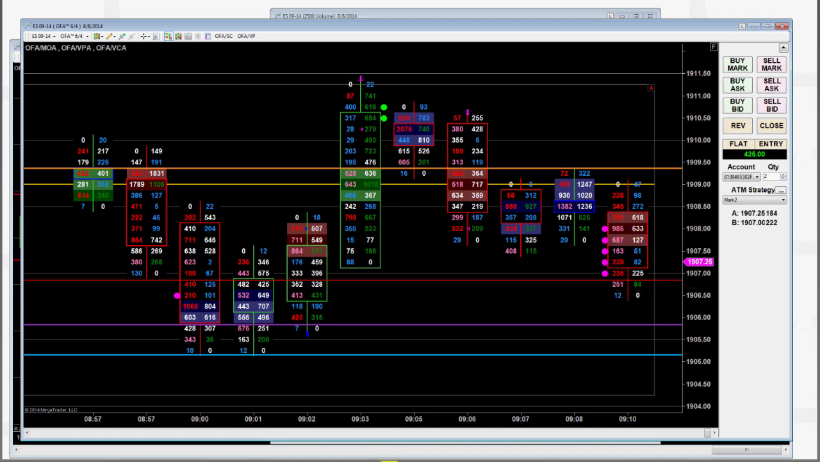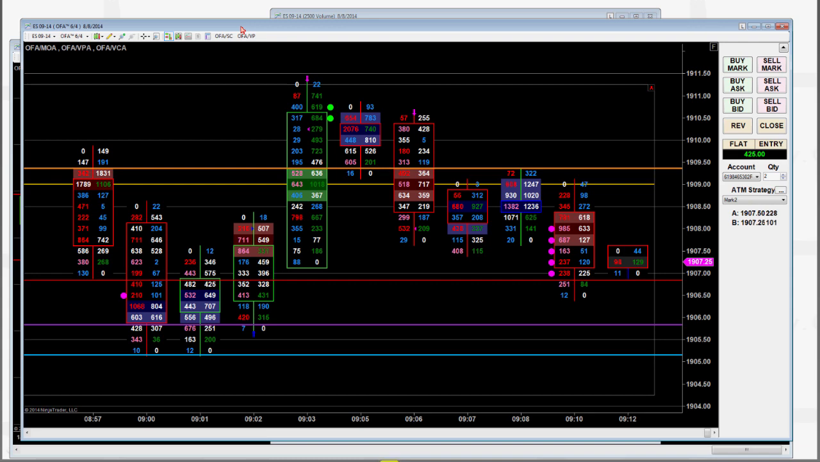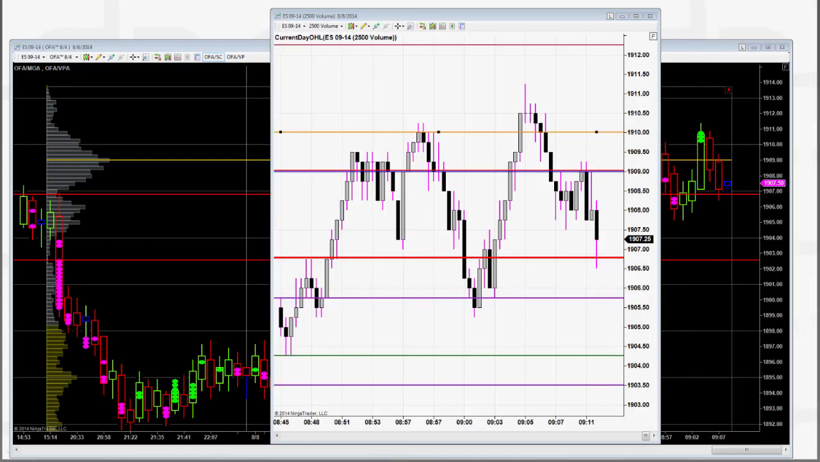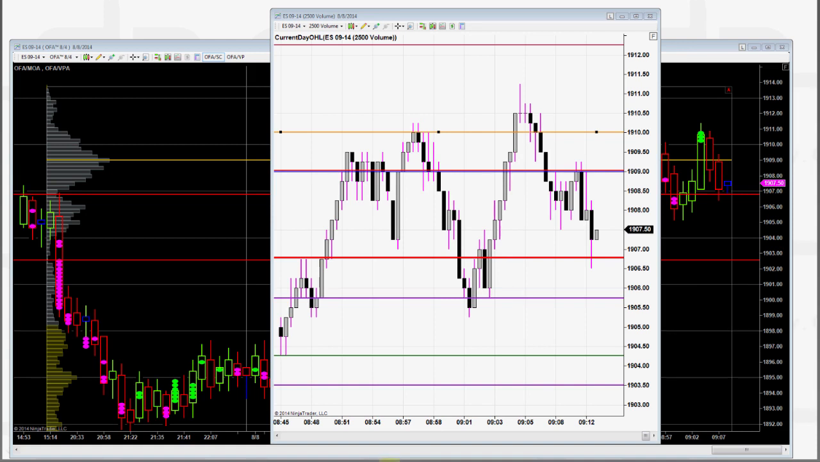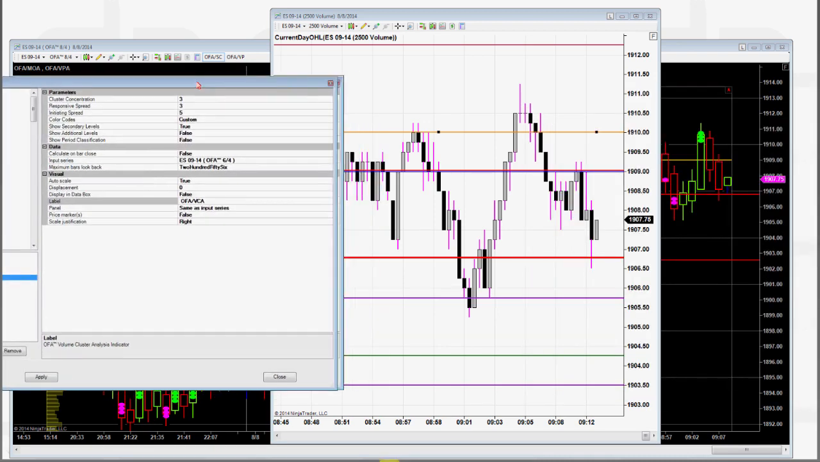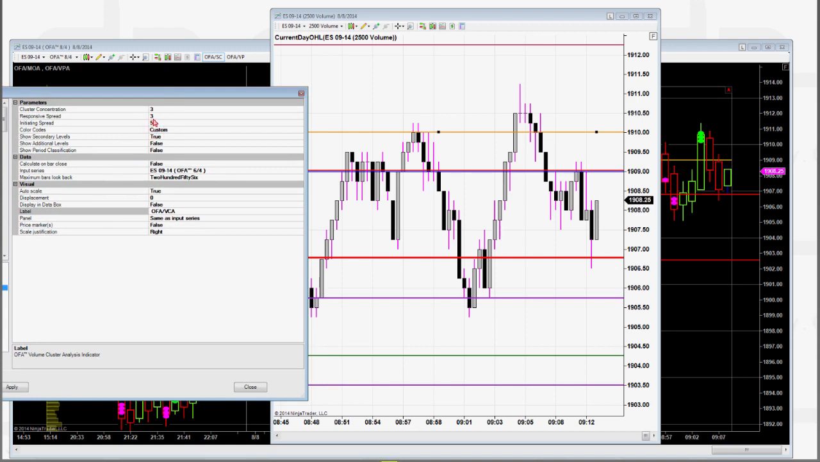VCA settings for 6-4 chart. Yeah, let me bring these up. All right, I'm going to move that because I'm going to wind up trading, and I don't necessarily want to do that right now while I'm messing with my... All right, on this chart, here's my VCA settings. My responsive spread is 3. My initiating spread is 5. Custom color codes. I usually show secondary levels, and additional levels and period classification are false for me.